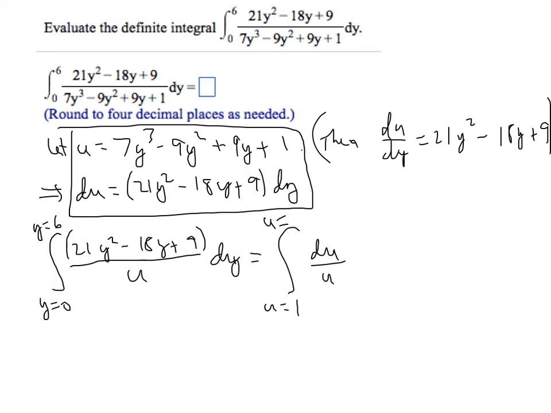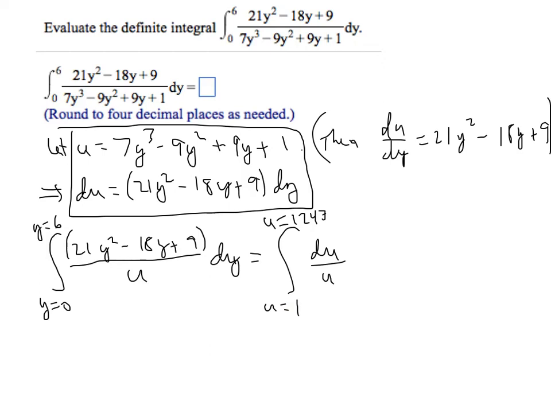If y equals 6, then putting 6 in here, 7 times 6 cubed minus 9 times 6 squared plus 9 times 6 plus 1. That's a big number. That's going to be u equals 1,243. And so now this integral has everything replaced by u's. Notice that if we didn't have a definite integral, if there were no numbers here, then we wouldn't have to do this last part where we also have to translate those numbers.